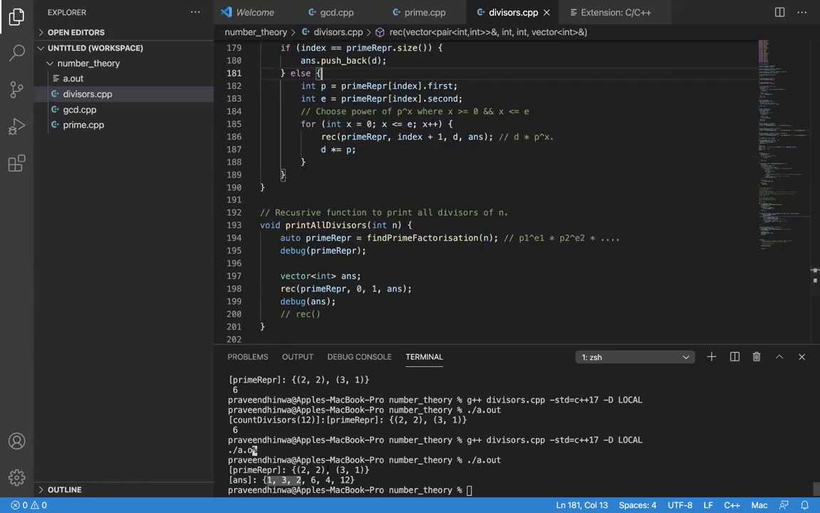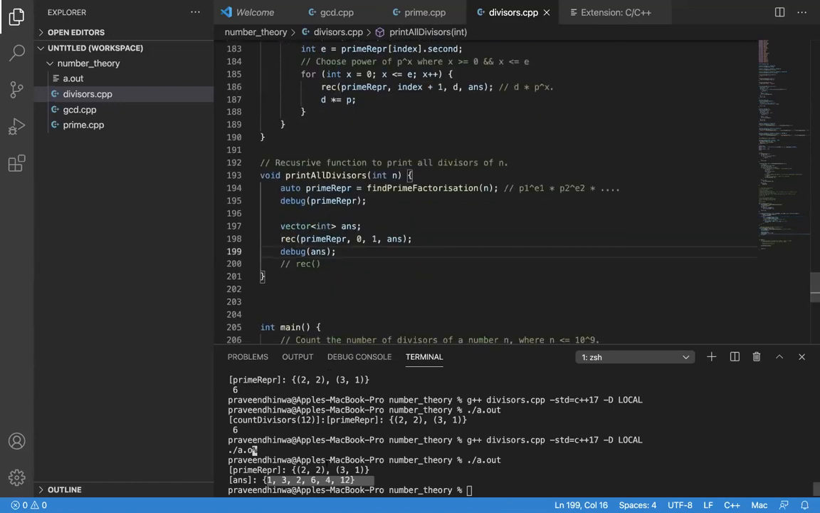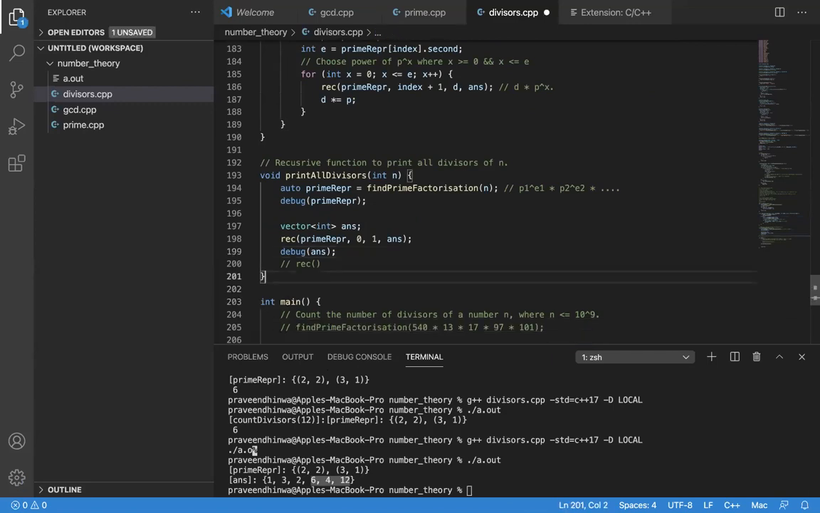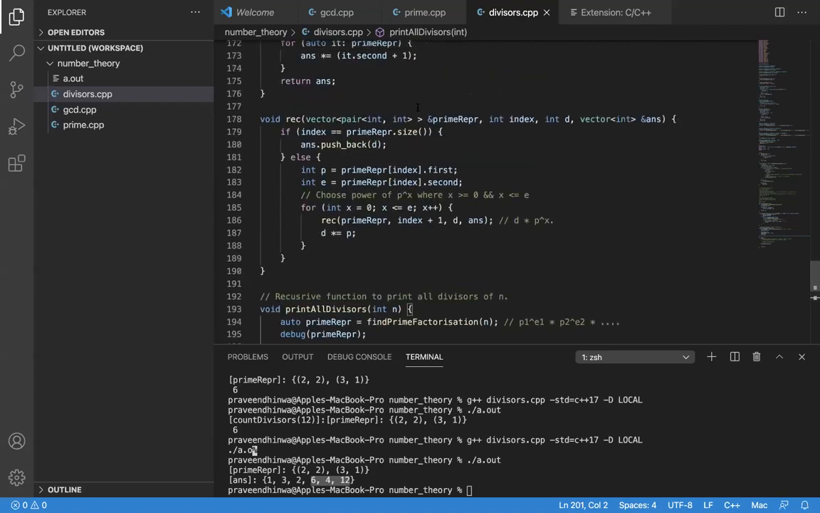So now you can see the prime factorization, and the divisors of 12 are 1, 3, 2, 6, 4, 12. You can notice that these divisors are not in sorted order. So if you want them in sorted order, you should sort this array manually. How many divisors are there? You can see there are 6 divisors. Is this part clear to everyone? If anyone has any doubt, let me know.